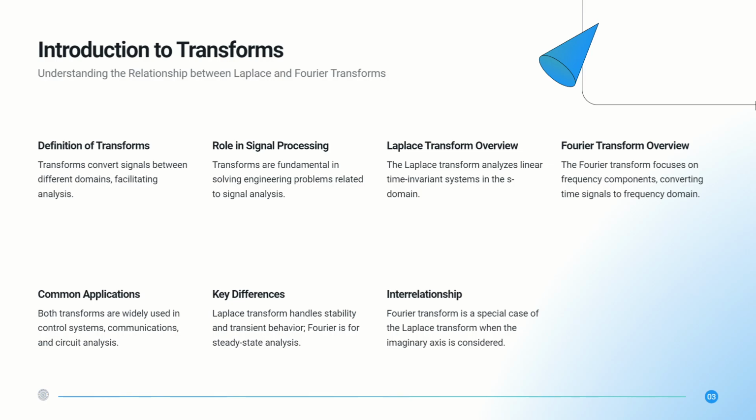Key differences. The Laplace transform handles stability and transient behavior. Fourier is for steady state analysis. Interrelationship. The Fourier transform is a special case of the Laplace transform when the imaginary axis is considered.